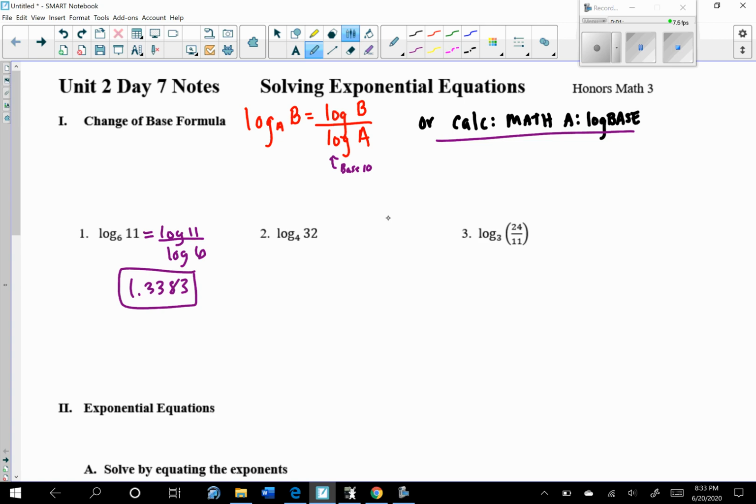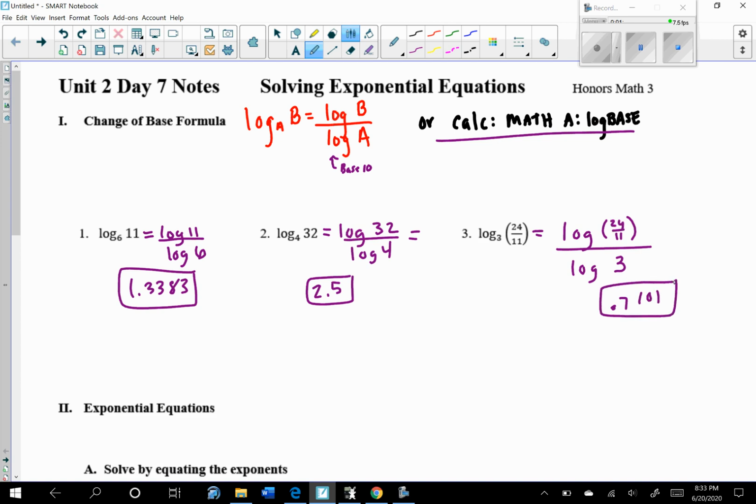Looking at the next 2, why don't you go ahead and pause, and when you're done, we'll go ahead and check our work. So for this one, the change of base formula is log of 32 divided by the log of 4. And so that gives us 2.5. And this one over here, the log of 24 over 11 divided by the log of 3, and that gives us 0.7101.